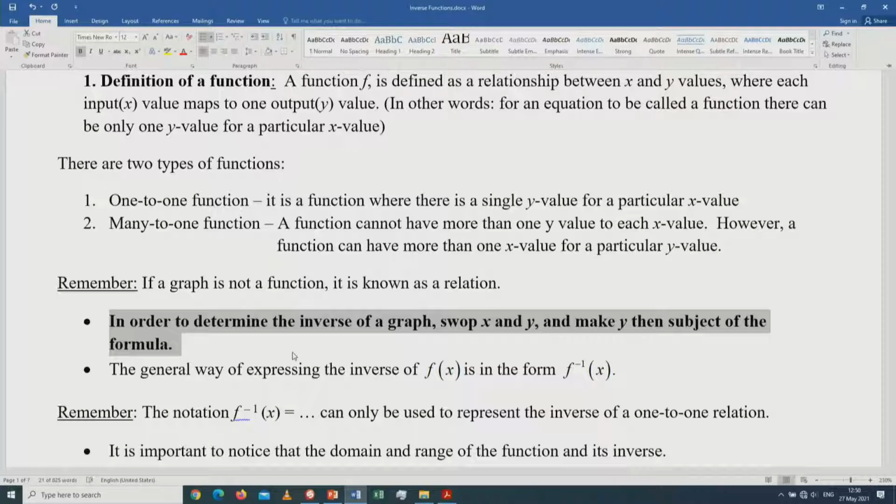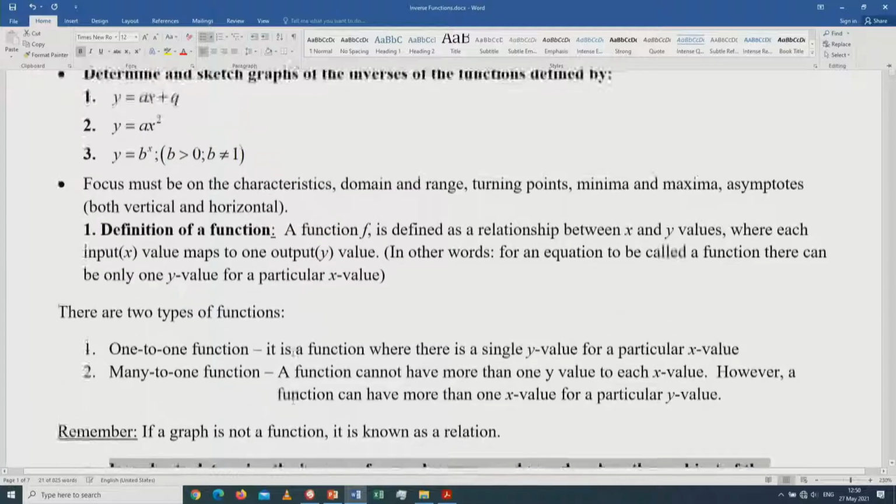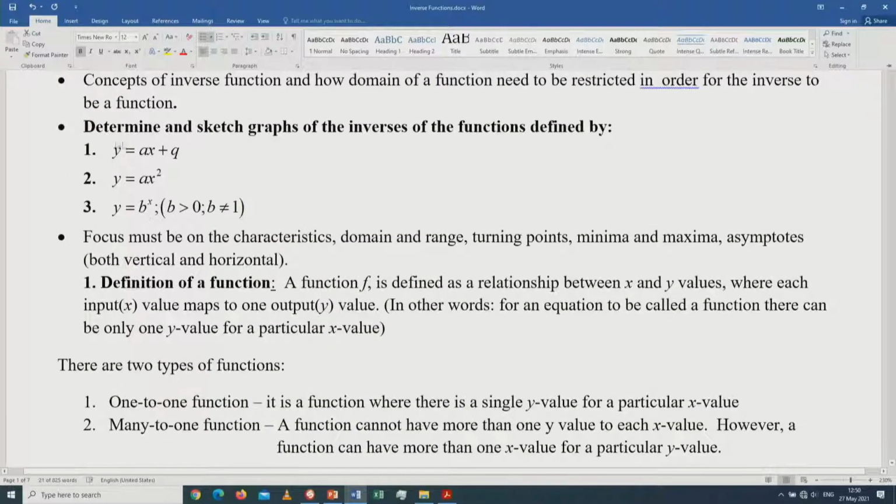Which functions are we going to determine the inverses of? Remember, I showed them earlier here. y equals ax plus q is a linear function. y equals ax squared is a parabola. y equals b exponent x is an exponential. These are the graphs of which we have to study the inverses.